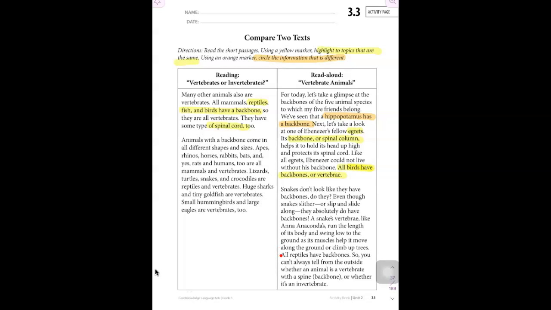All reptiles have backbones. So you can't always tell from the outside whether an animal is a vertebrate with a spine, a backbone, or whether it's an invertebrate. So I remember seeing something about reptiles having bones or backbones over here. Lizards, turtles, snakes, and crocodiles are reptiles and vertebrates. So I'm going to do reptiles and vertebrates. All reptiles have backbones. That's telling us the same information. Okay.